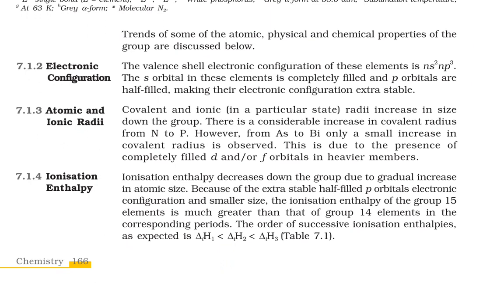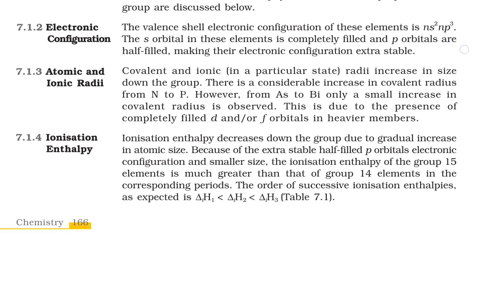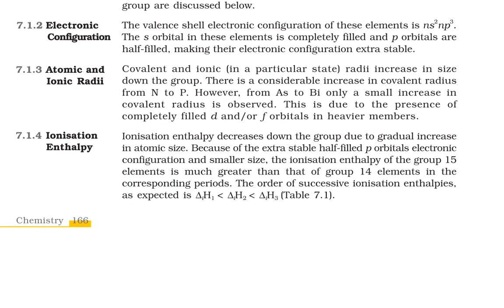Covalent and ionic radii in a particular state increase in size down the group. There is a considerable increase in covalent radius from N to P. However, from arsenic to bismuth, only a small increase in covalent radius is observed. This is due to the presence of completely filled d and or f orbitals in heavier members.